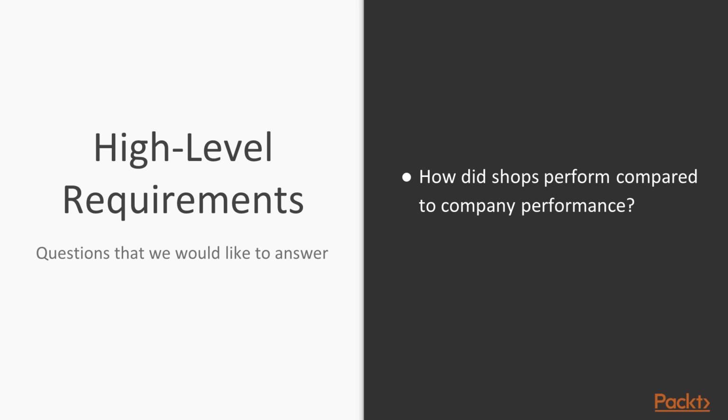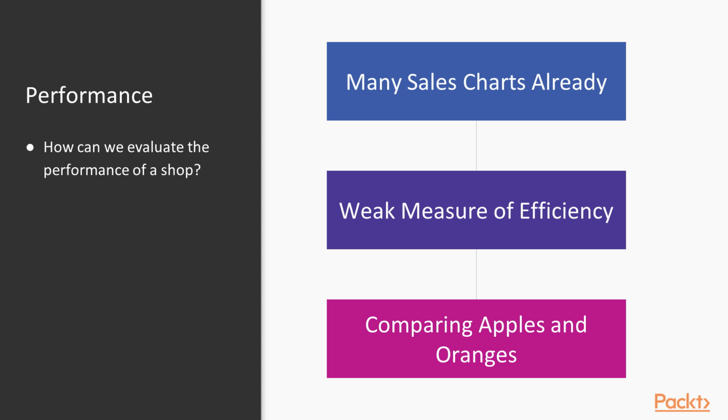So the high-level problem we're trying to tackle this time is how we can measure and compare shop performance with the performance of the company overall, or the performance of the entire company. This is actually a trickier question than it sounds at first. We already have a lot of charts that focus on sales, but they are weak measures of the efficiency of shops. Besides, how can we compare shop sales and overall company sales?